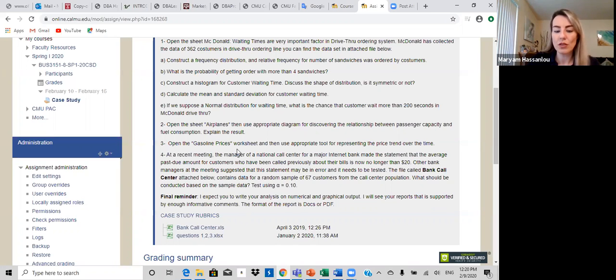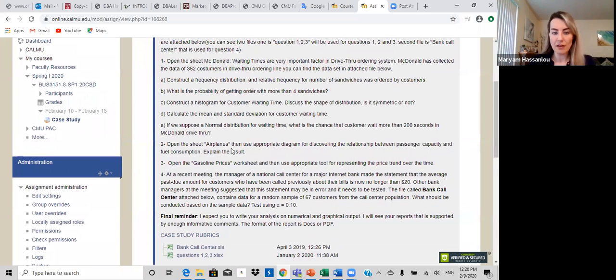For question 1, just open your Excel file. The first worksheet is named McDonald's waiting times. After opening, there are some expectations: frequency distribution for the sandwiches, probabilities, consider the histogram for customer waiting time. You know how to develop this kind of analysis. Calculate the mean and standard deviation for your customers. You know how to work with this.